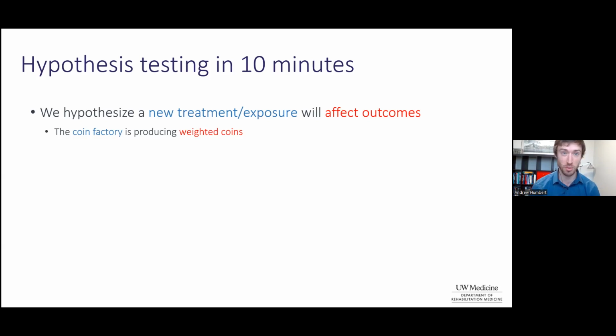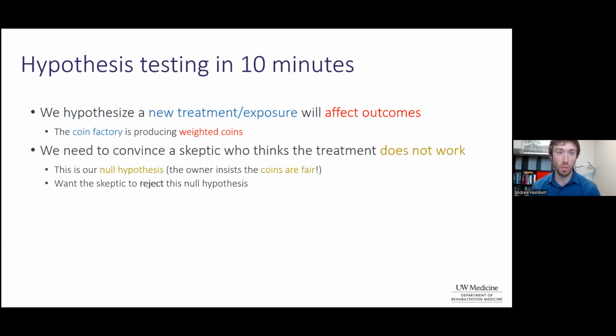Throughout this talk, I'm going to be talking a lot about coins because I think it's an easy example to grasp and not tied into one specific research area. The example I'm going to use is there's a coin factory, and I think it's producing weighted coins. So my hypothesis is that this new treatment, this coin factory, is producing weighted coins. I don't think it's a fair 50-50 chance of heads and tails.